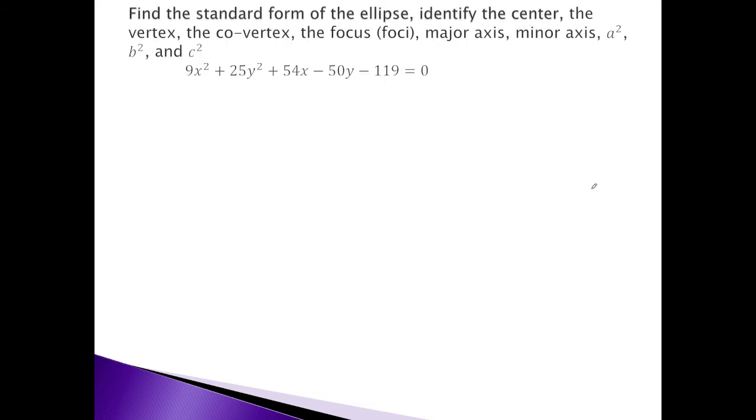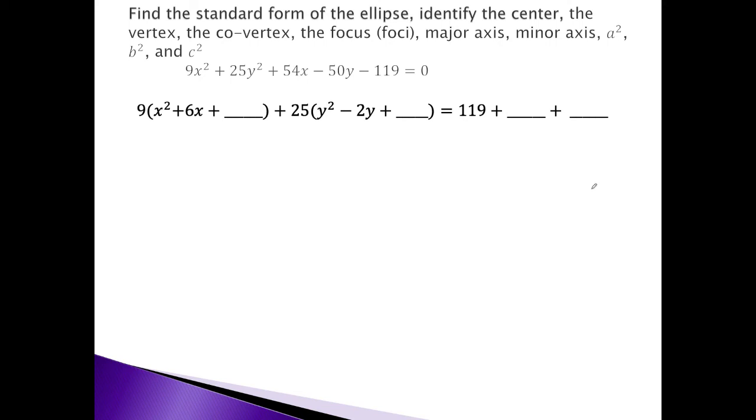Find the standard form of the ellipse. Identify the center, the vertex, the co-vertex, the foci, major axis, minor axis, a squared, b squared, and c squared. The general form is 9x squared plus 25y squared plus 54x minus 50y minus 119 equals 0. First thing we're going to do is regroup all the x terms and all the y terms, move the 119 to the other side, and factor out the 9 from all the x terms and the 25 from the y terms.